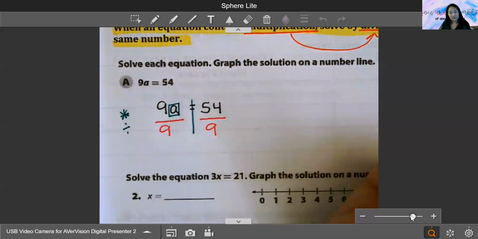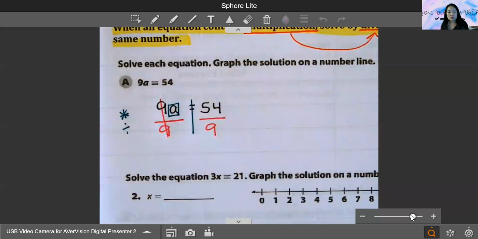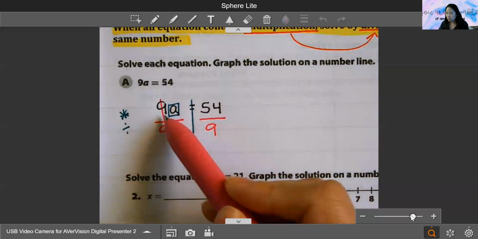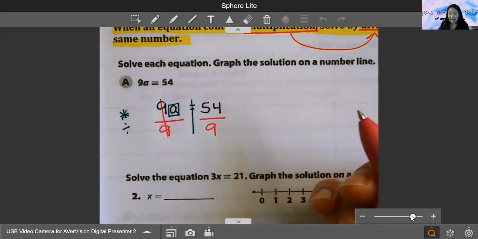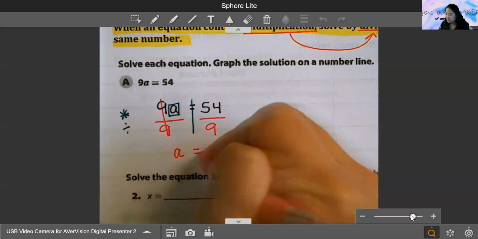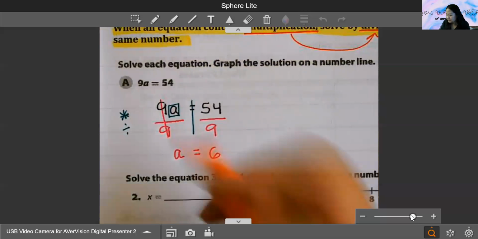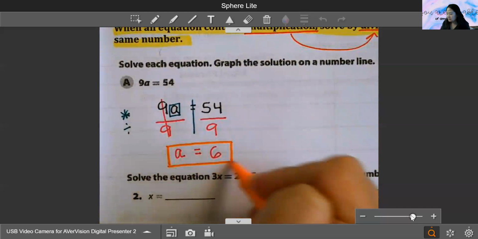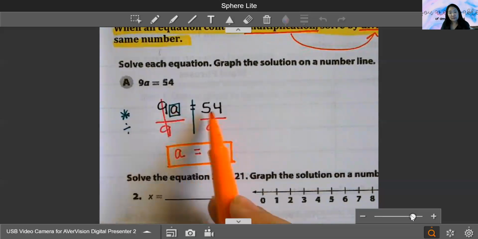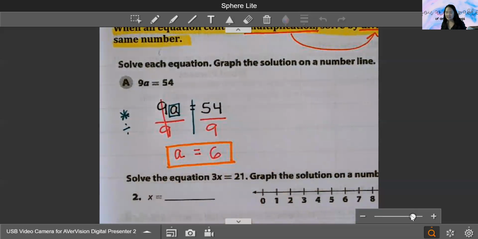Divide by 9. Okay, now what happens when you divide 9 by 9? It reduces to 1a, right? 9 divided by 9 is 1, which means it is 1a, or simply it is a. So then what is my answer? a equals 54 divided by 9, which is 6. And you're going to box that answer. Now, think about it. 9 times what gives you 54? 9 times 6 gives you 54. So you know that that's the correct answer.